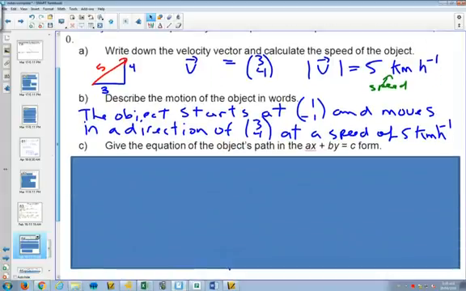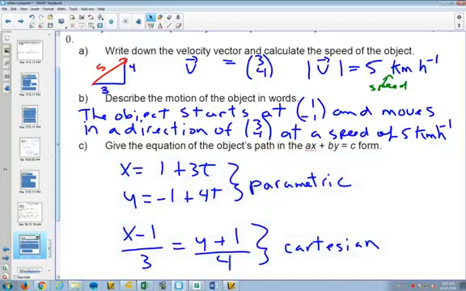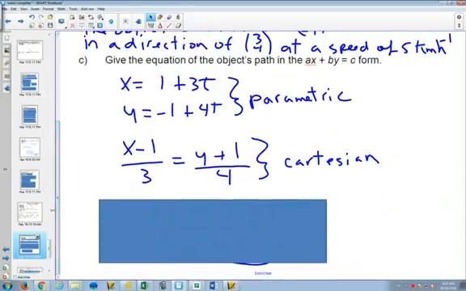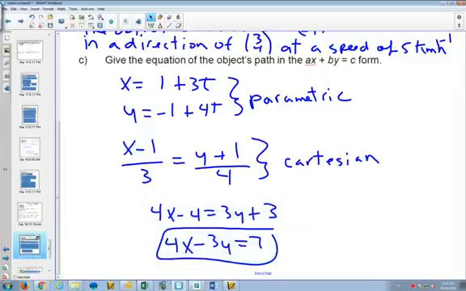And then part C is just practicing switching from the vector equation of the line form to the parametric forms to the Cartesian forms. So if we write our parametric forms of just the x and the y coordinate, then we can solve for t and get them in a Cartesian form. And from that Cartesian form, you can just rearrange things, multiply both sides by 4, both sides by 3, until you get it into the form that they're asking for.